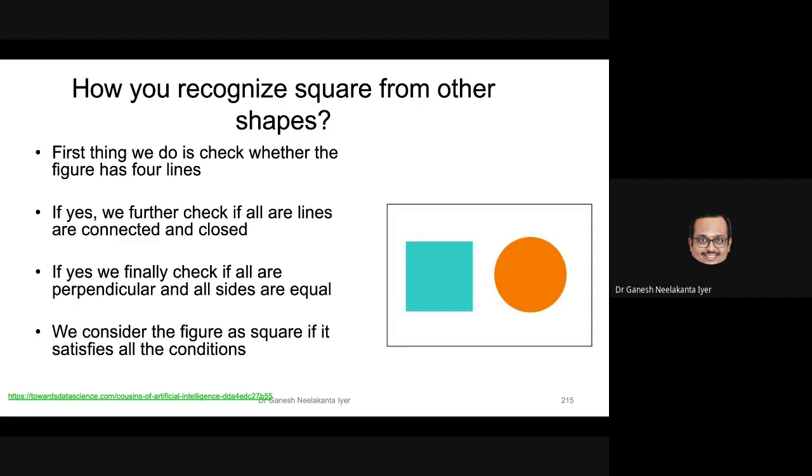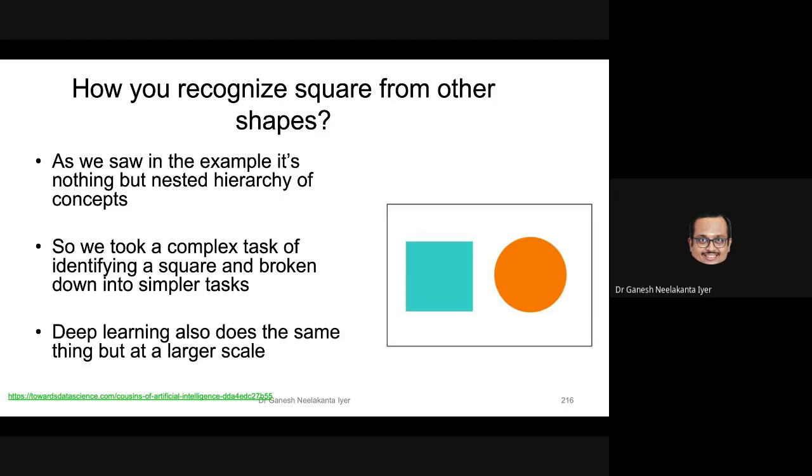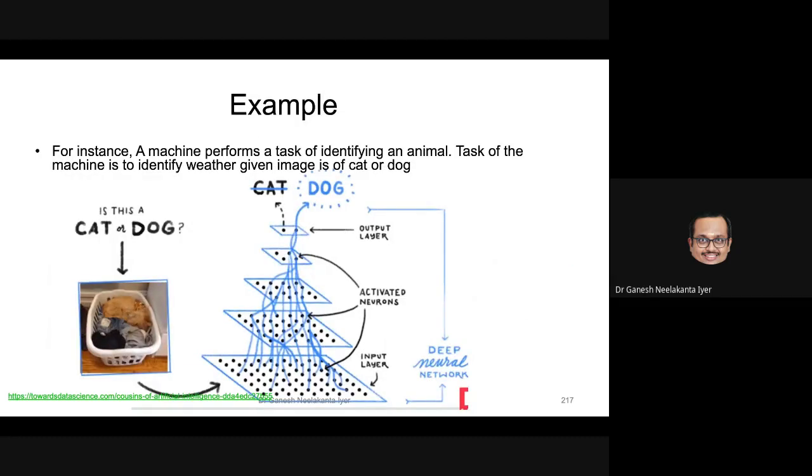So for a deep learning algorithm, each of these will be different layers, different ways it learns, each learning in different steps. So we took a complex task of identifying a square and broke it down into simple tasks by checking whether it has four sides, are they perpendicular, are they of equal size, and so on and so forth. That is such a simple thing that our brain can understand. Now, what about a cat? There are multiple layers that are needed to identify whether a given image is a cat image or a dog image.